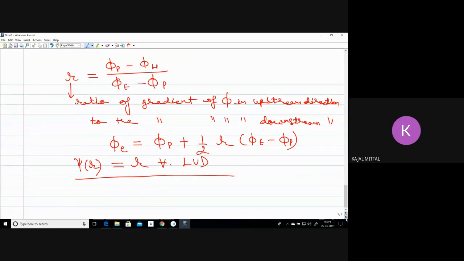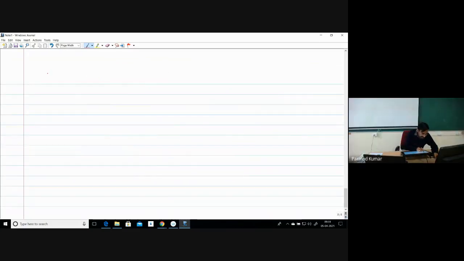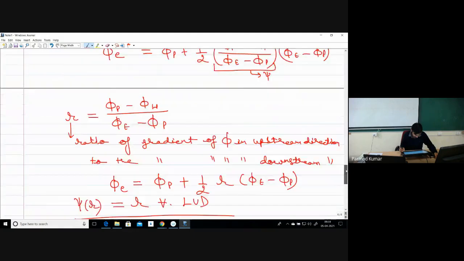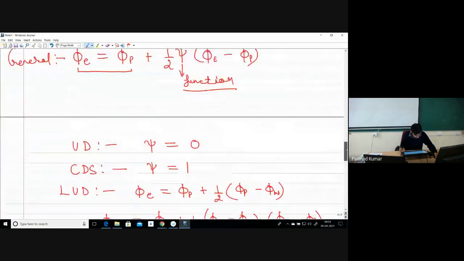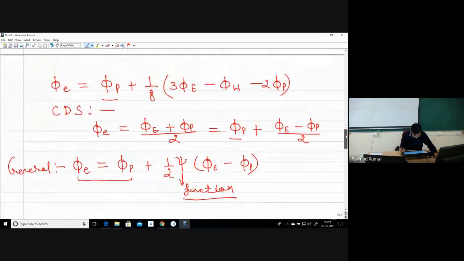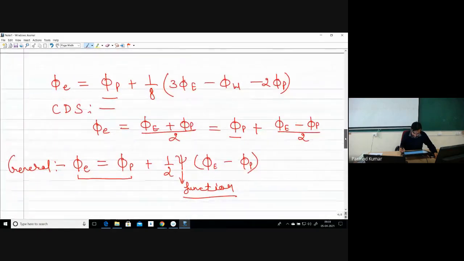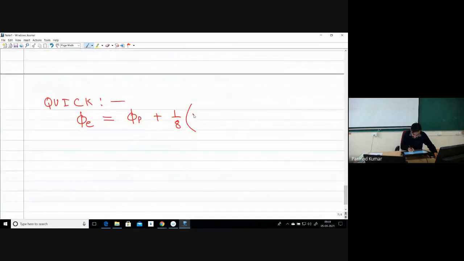Yes, sir. Now let us go into the QUICK scheme, and for the QUICK scheme also let us try to find out the value of this coefficient. So what was the expression for the QUICK scheme? Phi E equal to phi P plus 1 by 8 times 3 phi E minus phi W minus 2 phi P. Okay, so this is the expression.